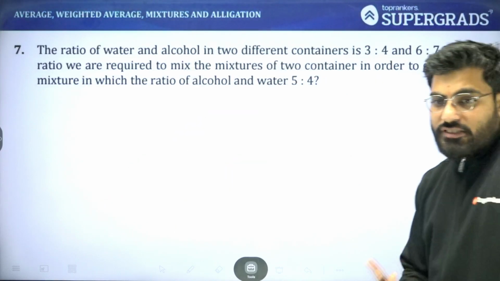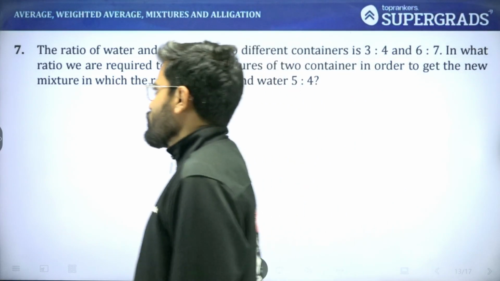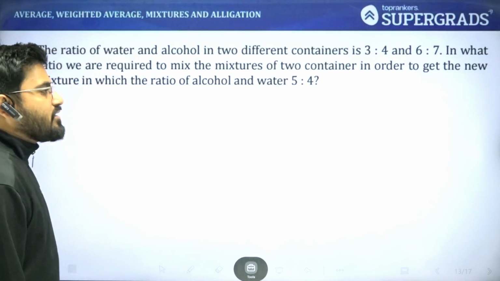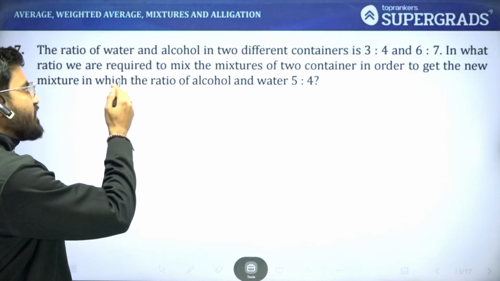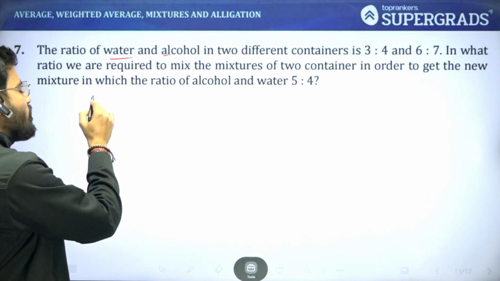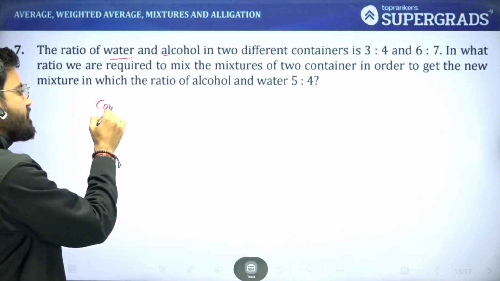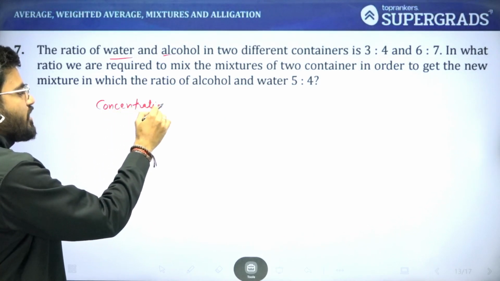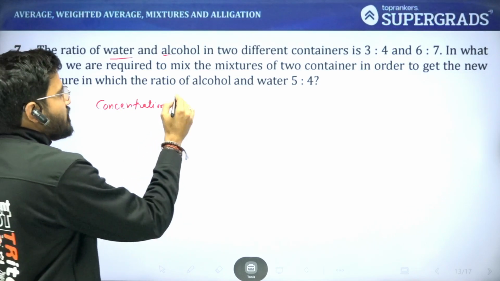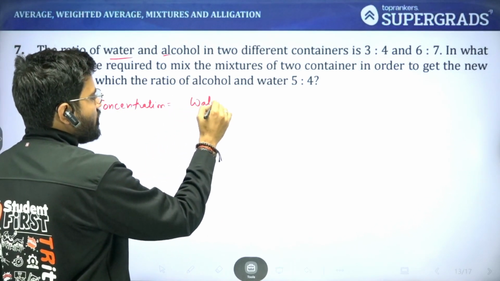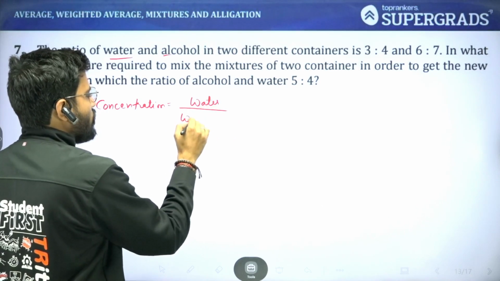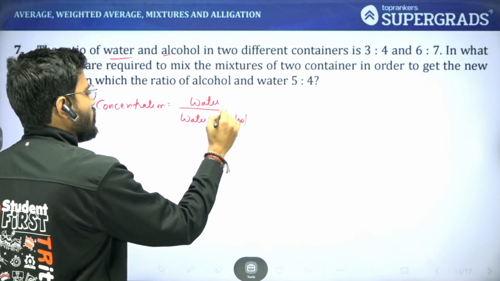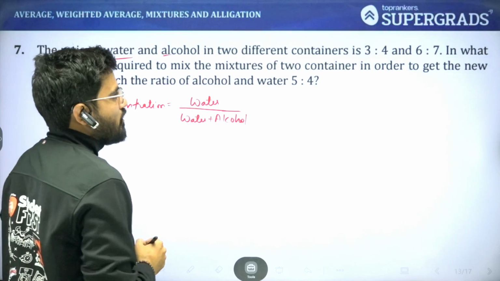Here again, pause the video, try it by yourself, and then solve. The ratio of water and alcohol in two different containers is this and this. Whenever they talk about ratio of water and alcohol, for solving such type of questions, you change it into concentration. And what is concentration? Concentration is water upon water plus alcohol.